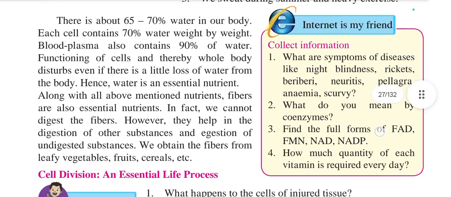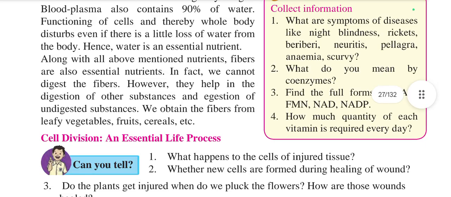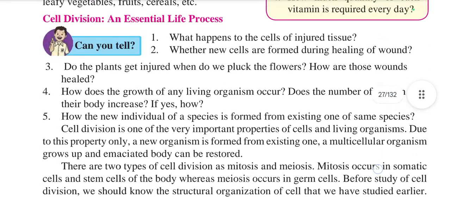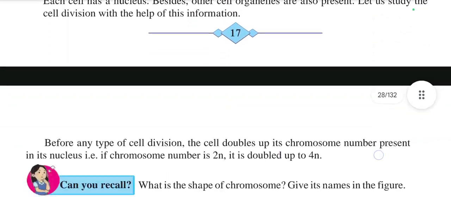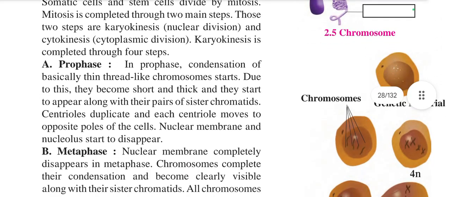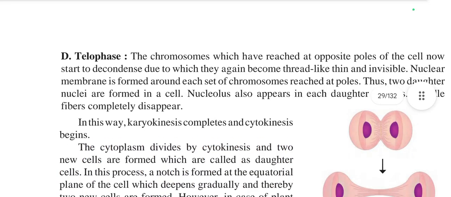After that, in our body 65 to 70 percent is water. Each cell contains 70 percent water, and blood plasma contains 90 percent water by weight. Here water is the essential nutrient. All the reactions in our body take place with the help of the water in the blood. After that, mitosis and meiosis: prophase, metaphase, anaphase and lastly telophase.